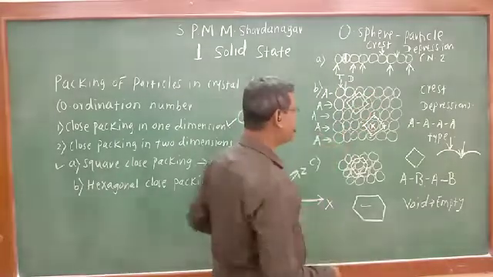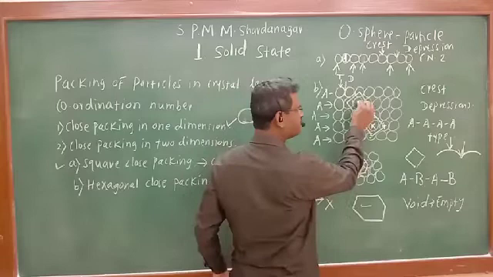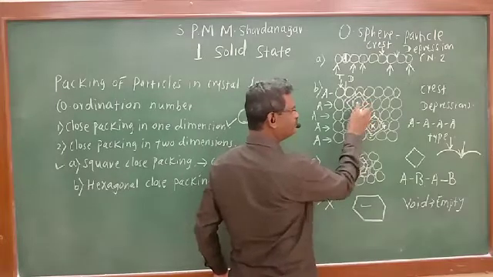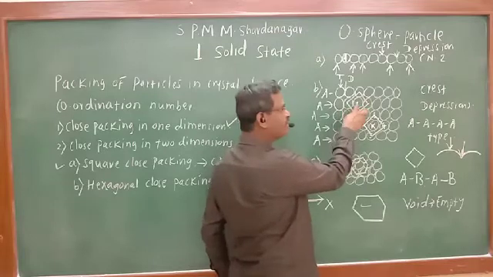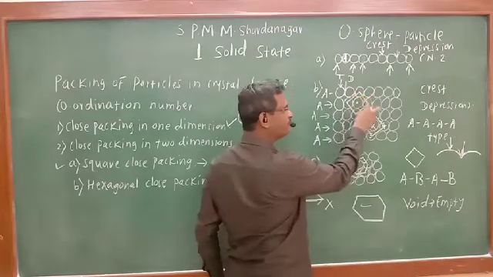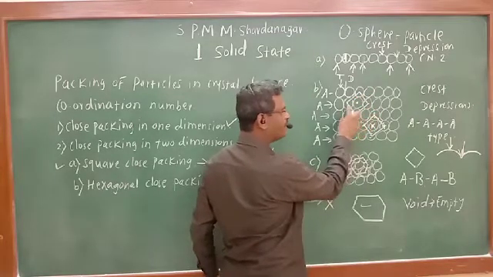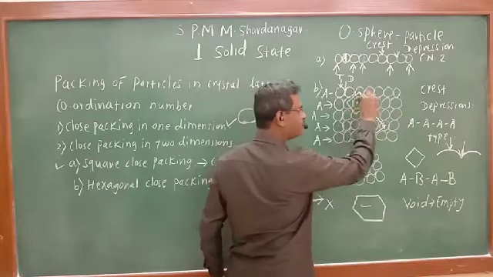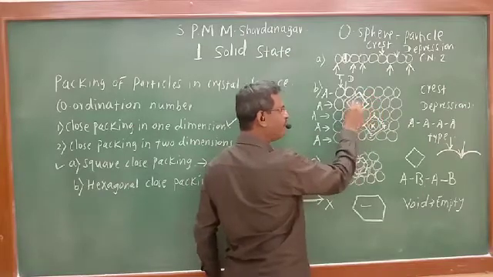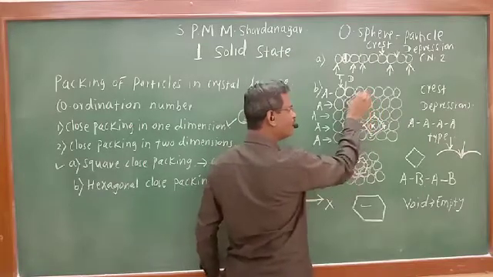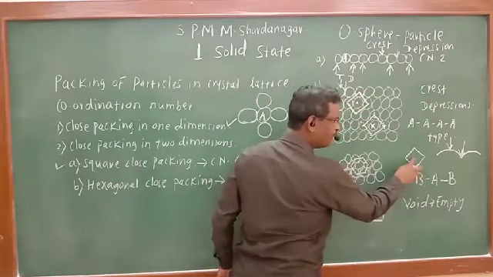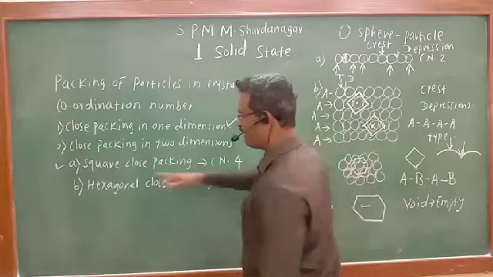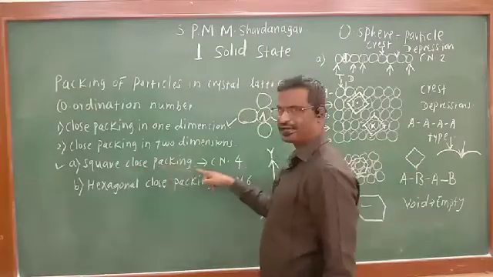If we see this arrangement, if this is the central one, this sphere is in touch with how many other spheres? 1, 2, 3 and 4. And if we join the centers of all these 4, we will get this type of structure, a square. Therefore, it is known as square close packing.